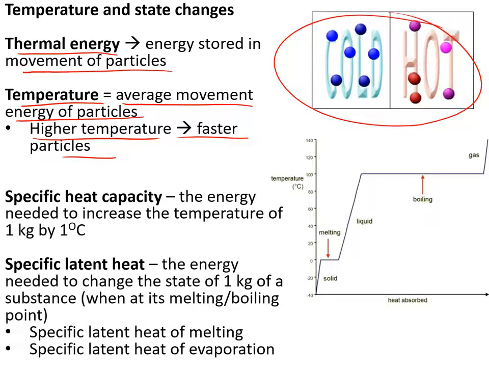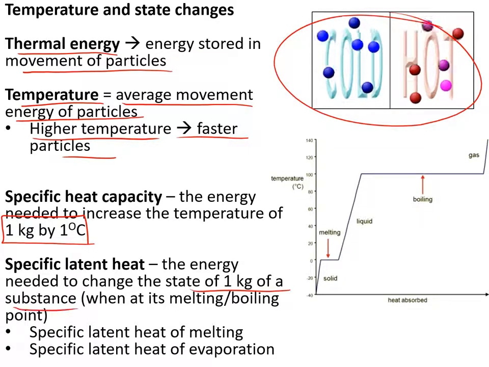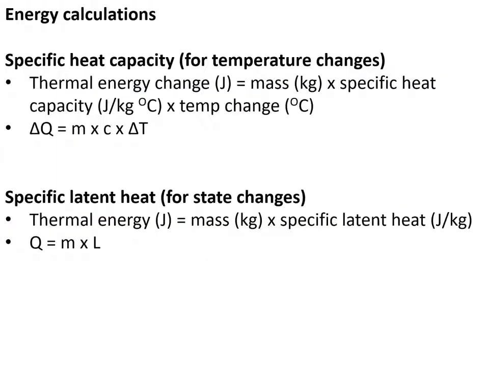Now, specific heat capacity is the energy needed to increase the temperature of 1 kilogram of a substance by 1 degree Celsius, whereas specific latent heat is the energy needed to change the state of 1 kilogram of a substance when it's at its melting point or at its boiling point. So the energy needed to change 1 kilogram of water at 100 degrees Celsius into 1 kilogram of water vapor at 100 degrees Celsius. And we can do some calculations with this idea.